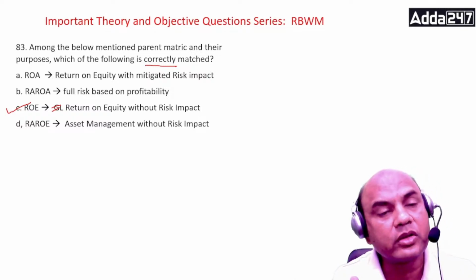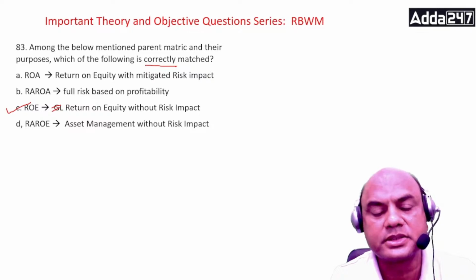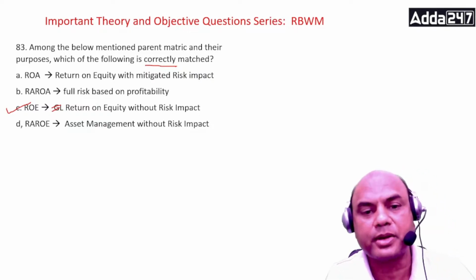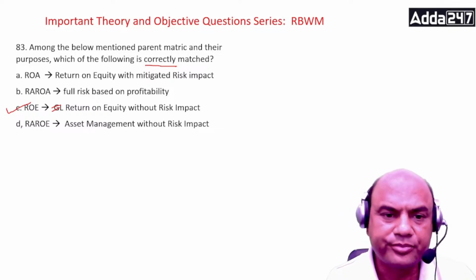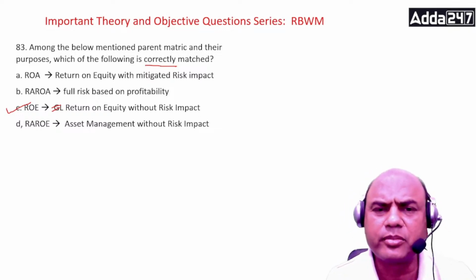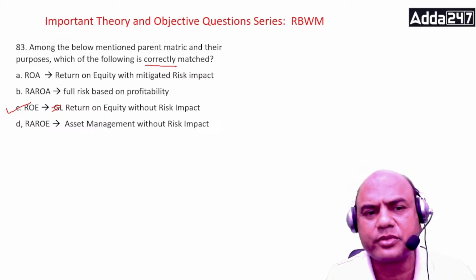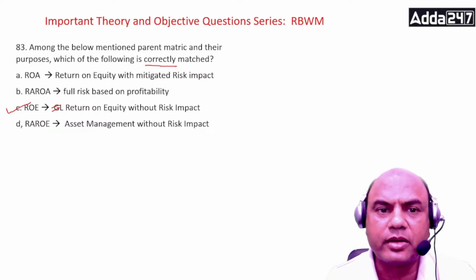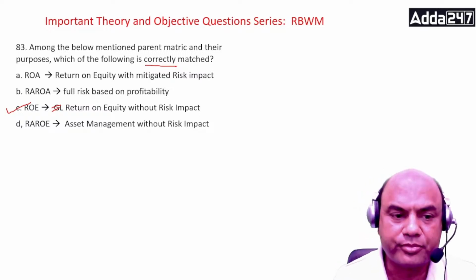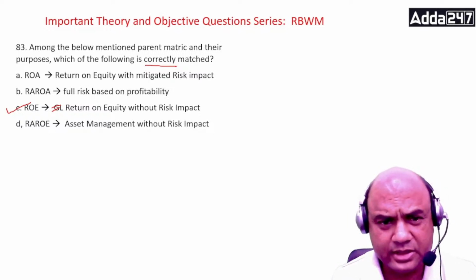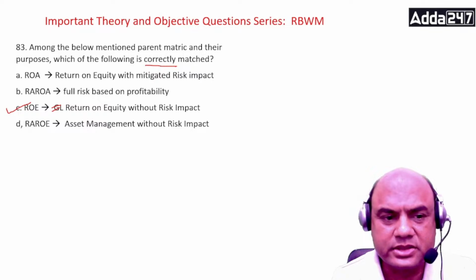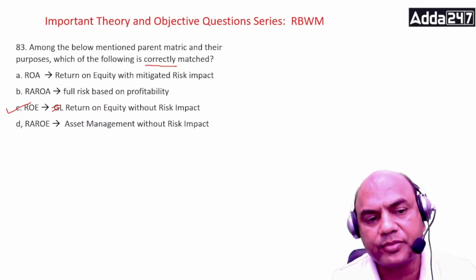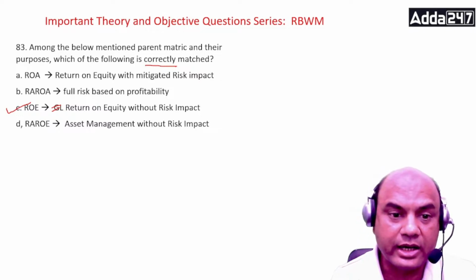ROE, return on equity with mitigated risk impact, means whatever premium I am paying will be subtracted from this ROE. Already I have explained this somewhere. ROE means return on equity, whatever I am getting, and suppose I am paying a premium for risk impact, some insurance. That premium is subtracted from this return on equity. That is taken under ROE.